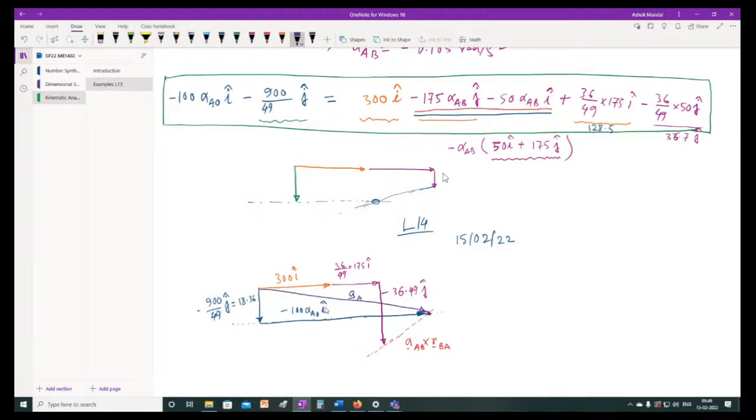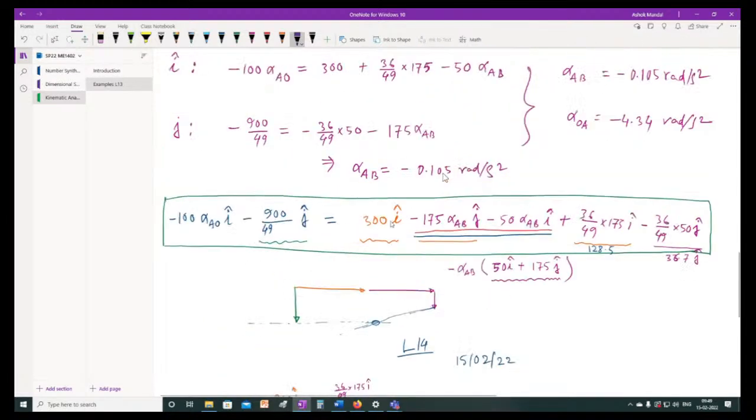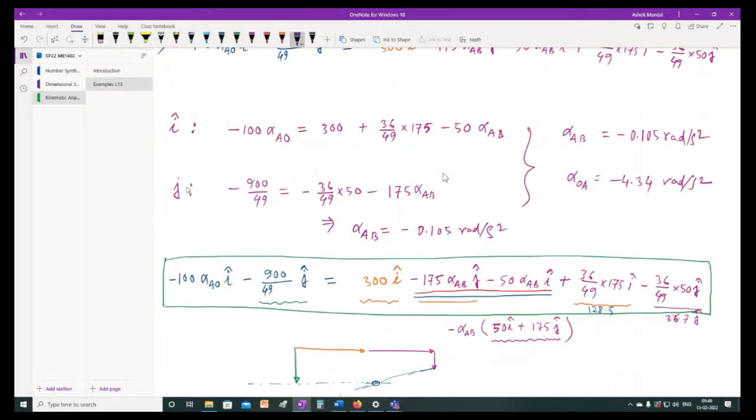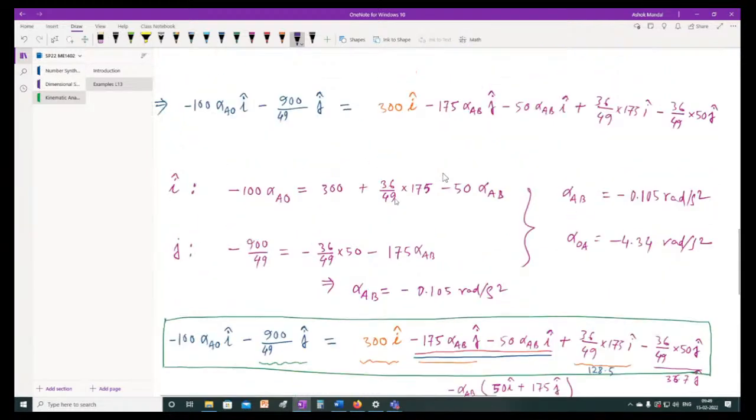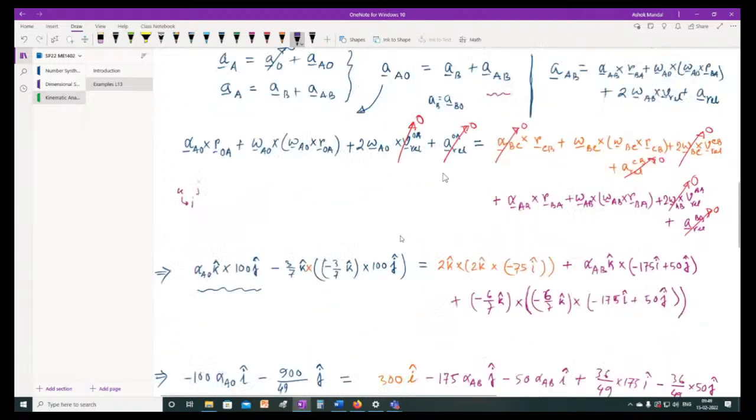Now, if you use this analytical method, what happens? You have two equations, okay? This equation and this equation. These two depend on the crank angle. How do these two depend on crank angle?